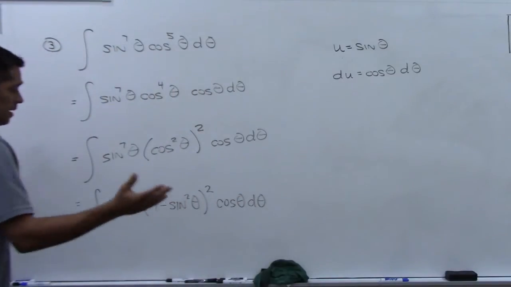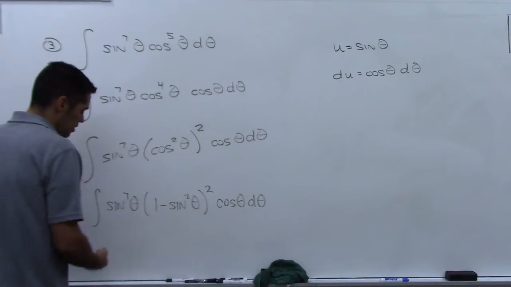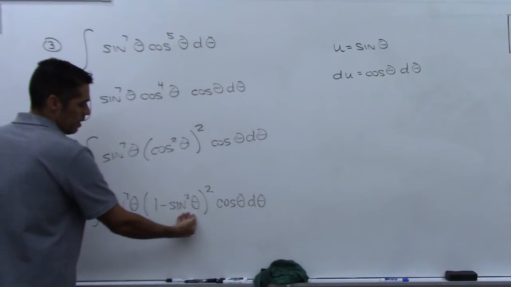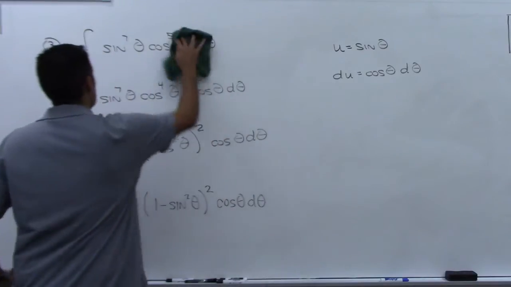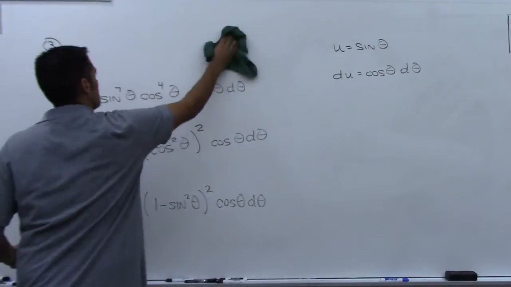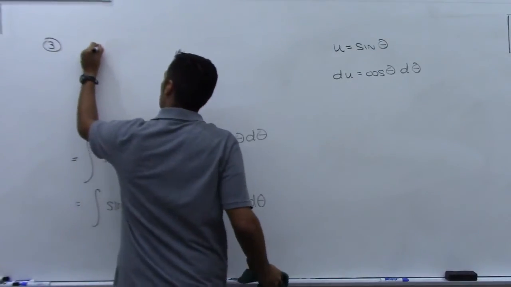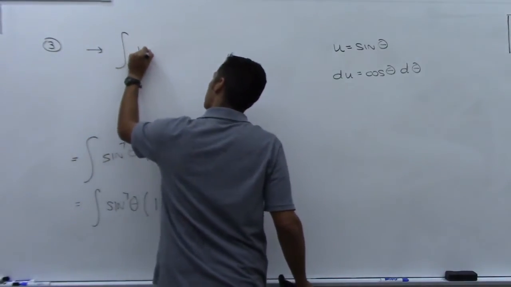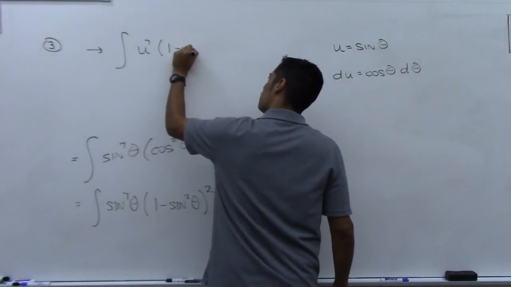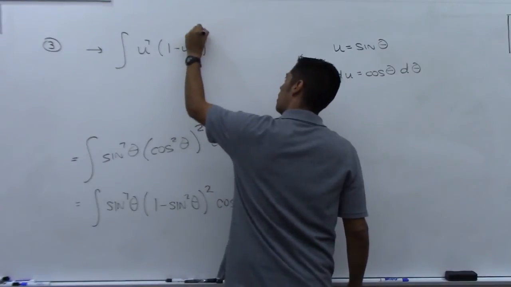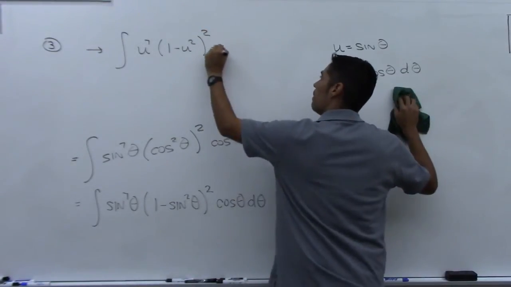And now I have everything in terms of u, in terms of sine, which is u. So this will be u to the seventh, this will be u squared, and then this right here is exactly du. So I'm going to rewrite the integral in terms of u. This becomes u to the seventh, parentheses, 1 minus u squared, parentheses, squared, and then cosine theta d theta is du.